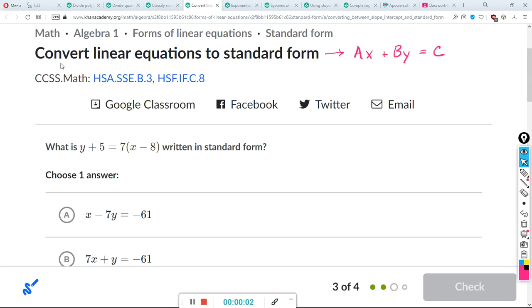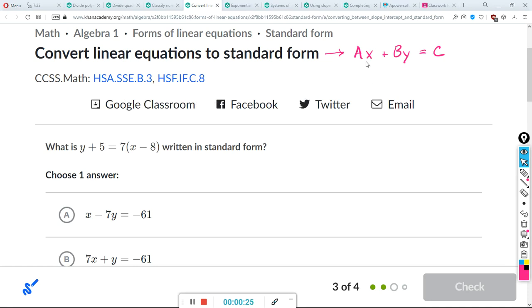This will be for the Khan assignment, convert linear equations to standard form. Okay, so these are just line equations. See, the word line is in the word linear. Alright, we did y equals mx plus b, and we did point slope. Standard form, it's just ax plus by equals c.